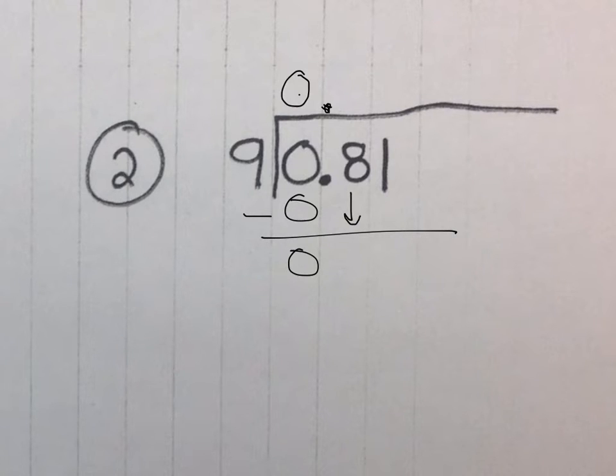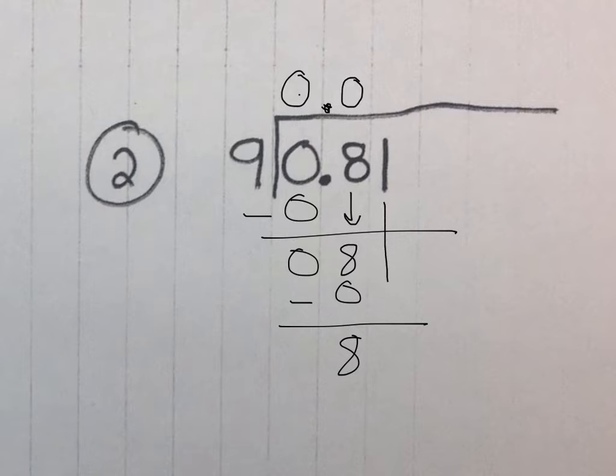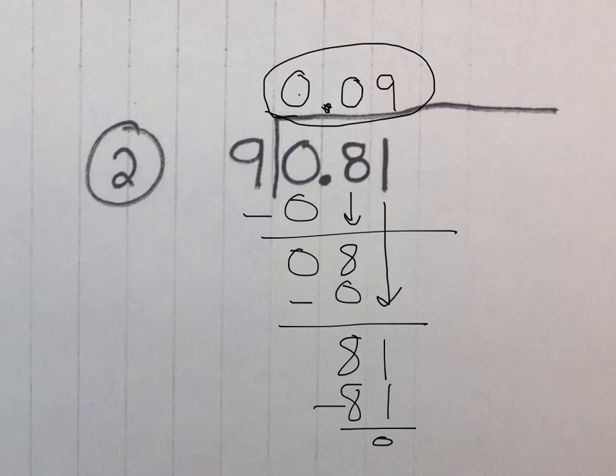Go to my next column, bring down my 8. How many 9s go into 8? Still none. So now 0 times 9 is 0. Subtract that out, that gets me 8. Now I'm going to the next column, I bring down my 1. How many 9s go into 81? Well, I know 9 times 9 is 81. Subtract that out, it gets me 0, and I'm done. So my answer on this one is 9/100, or I could say 0.09.